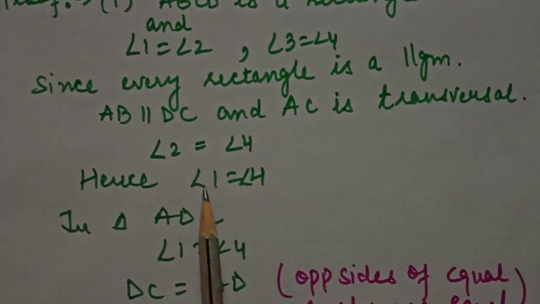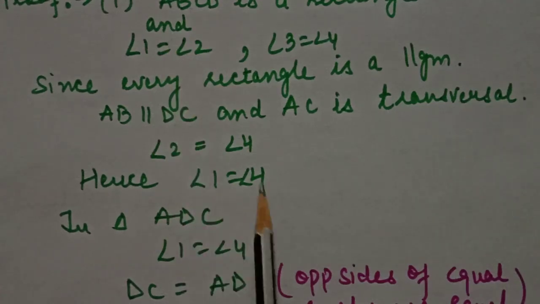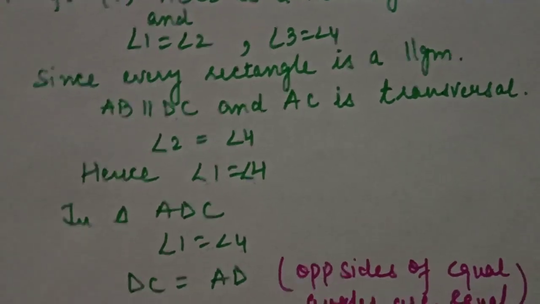Angle 2 is equal to angle 4. Hence, from this equation and this, angle 1 is equal to angle 4. Angle 1 and angle 4 are equal to each other. In triangle ADC, if angle 1 and angle 4 are equal, then the opposite sides of equal angles are also equal. The opposite side of angle 1 is DC and the opposite side of angle 4 is AD. So DC and AD are equal to each other. Opposite sides of equal angles are equal.